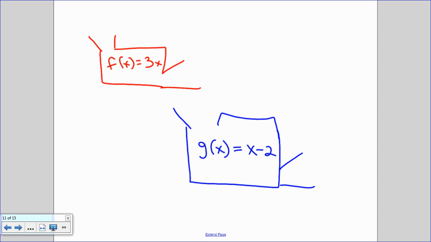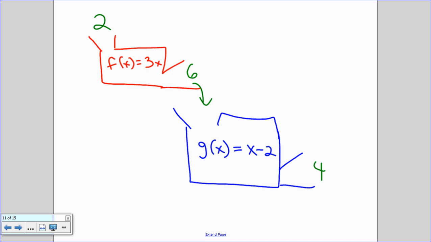I do not put a number into both machines. I put a single number here at the top. So let's say that 2 goes into f. If 2 goes into f, then I multiply that 2 by 3 to get 6. And the machine will drop that output as an input for g. So if 6 goes into g, I'll get 6 minus 2, which is 4.